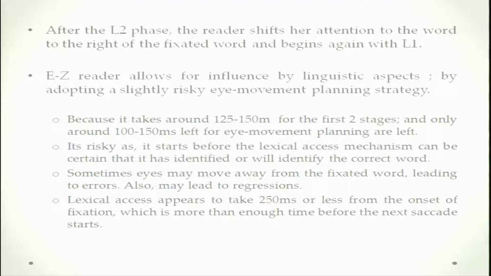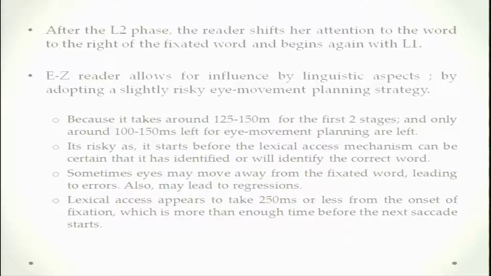It is risky because planning the eye movement so quickly starts before the lexical access mechanism can be certain that it has identified or will identify the correct word. Remember, as soon as the L1 stage is finished, the saccade planning already starts, and at the L1 stage you are not really sure of what the word is. You just have a brief familiarity score: okay, I'm 60-70% sure that this will be a word and I must have read it somewhere, and I'm certain that I'll find its meaning very quickly. But even before you are 100% sure and have integrated the meaning, the eye movement planning has already been initiated.